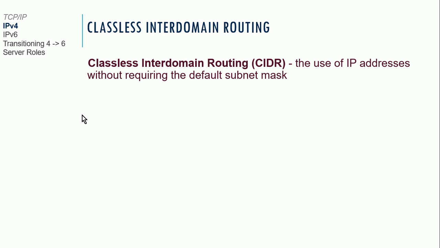So classless interdomain routing, or CIDR, is basically, we talked about all of these different classes previously. So we talked about class A, B, and C. But what if we just scrap all those classes and do our own thing, right? And that's what a subnet mask allows us to do.